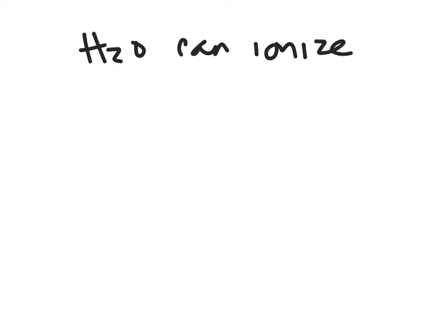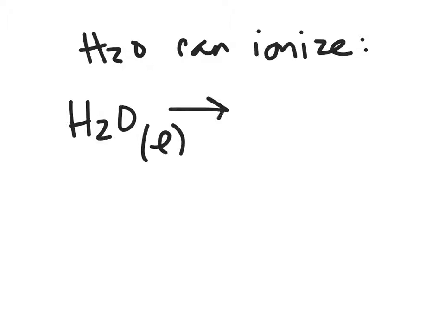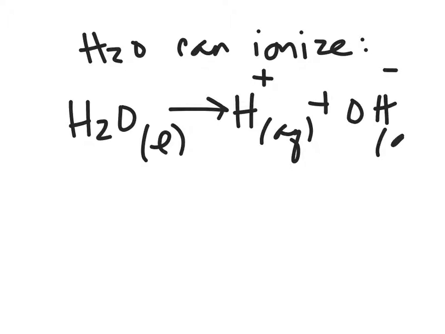Water can also ionize because of its acid-base properties. We can look at that a couple of different ways. We could write it as water in the liquid form. When it ionizes, it breaks apart into protons, or hydrogen cations, that are dissolved in the water, and hydroxide anions, which are dissolved in the water. So we've broken that water molecule apart into its corresponding H plus and OH minus.